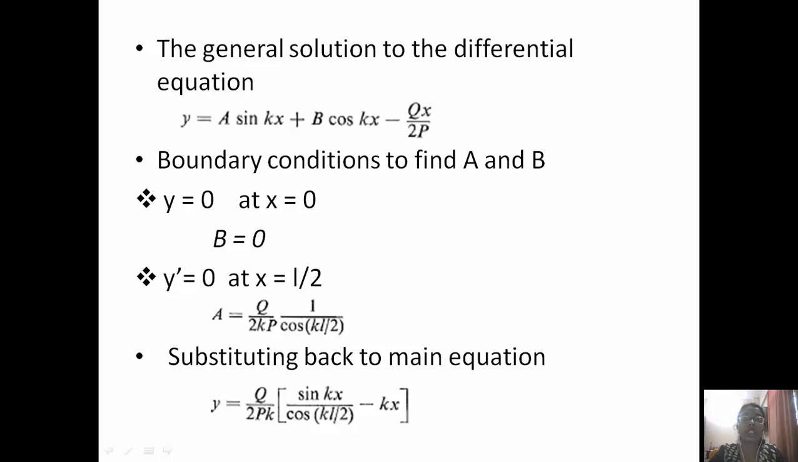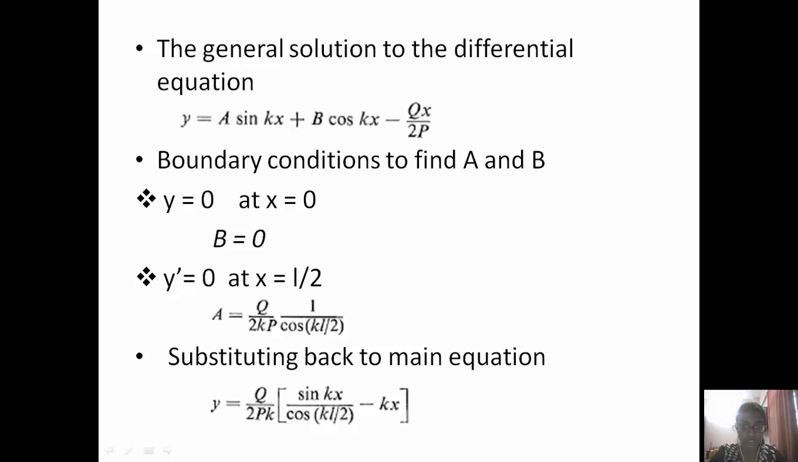Now we apply the boundary conditions to find the values of arbitrary constants A and B. Since it is a simple support at the ends, at x equal to 0 y is 0, that is the deflection is 0. When these values are substituted into the main equation of y, we obtain B as 0. Next, we also know that at the midpoint of the beam, the slope is 0 since the tangent goes parallel to the beam. Therefore, we have y dash as 0.